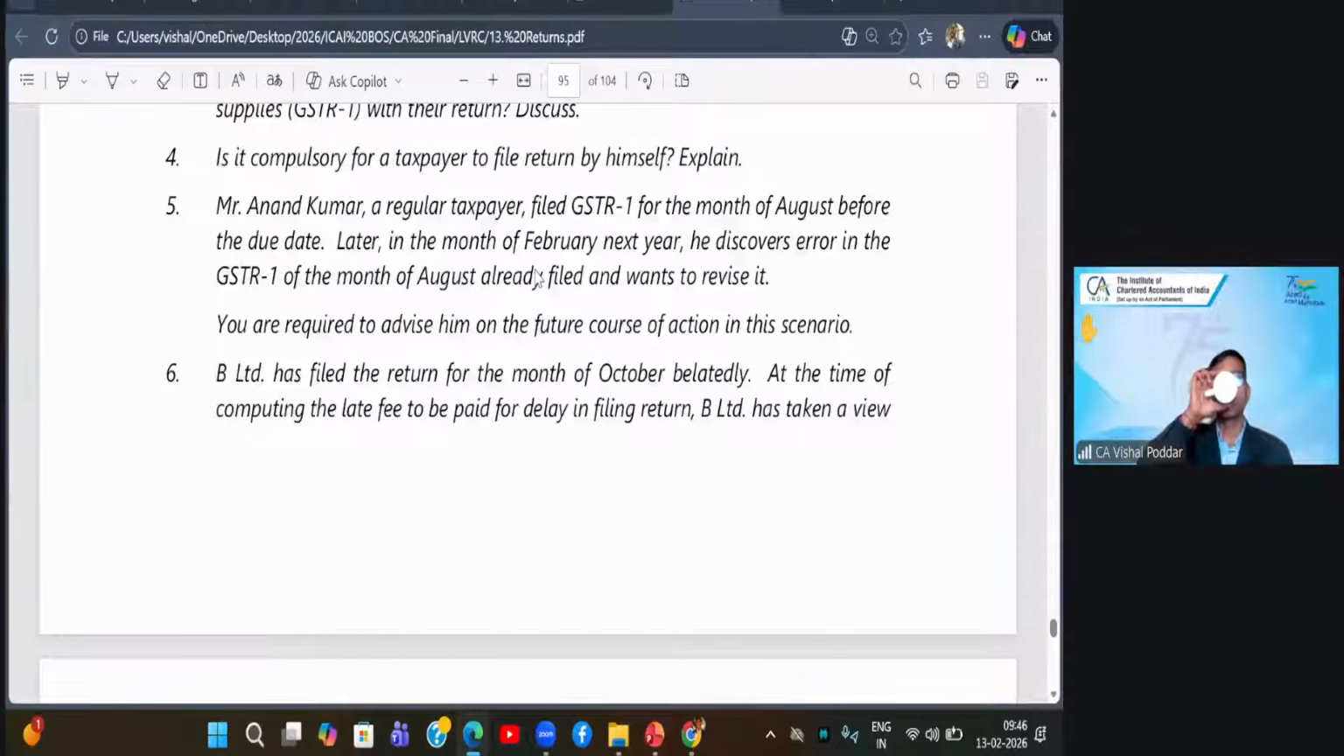Mr. Anand Kumar, a regular taxpayer, filed GSTR 1 for the month of August before the due date. Later in the month of February next year, he discovers error in the GSTR 1 of the month of August, already filed, and wants to revise it. You are required to advise him on the future course of action in this scenario. So you filed August return in which you committed a mistake. My question is how to correct the mistake and whether I can revise August month's returns.